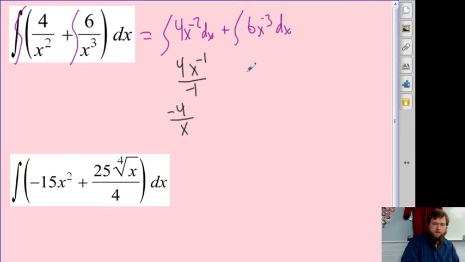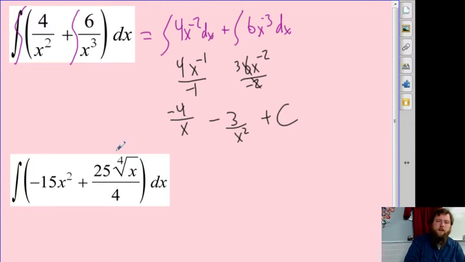Integrating this one right here, that's going to be 6x to the negative 2 over negative 2. And so I'm going to reduce these. 6 and 2 becomes 3, and that negative sign. So instead of plus, we can always just say minus, because we're going to have a negative sign. So minus 3 over x squared plus c.